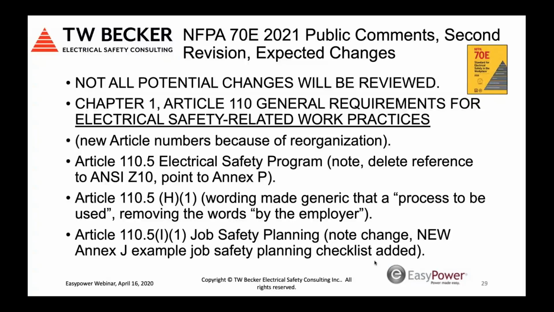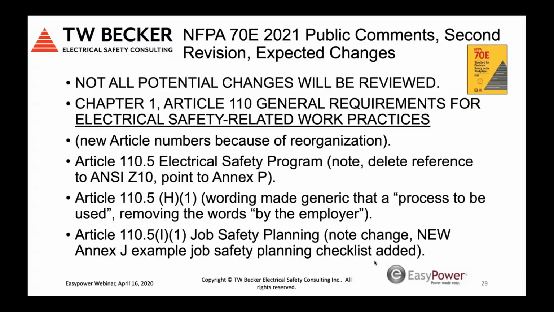It's either cleanup or a shifting due to some overriding directive to get rid of any specific references to another standard. So Article 110.5, they're deleting the specific reference to ANSI Z10, which is the Occupational Health and Safety Management standard for the US, and they're pointing to Annex P, which does provide guidance on using 70E with Occupational Health and Safety Management System standards. Again, H1, Article 105, that's generic word changes.